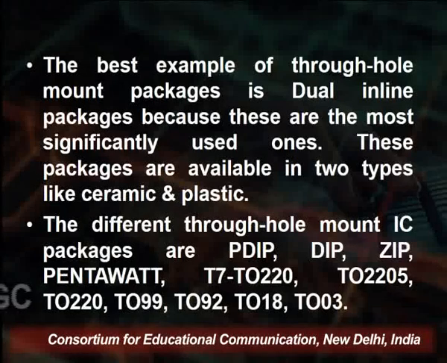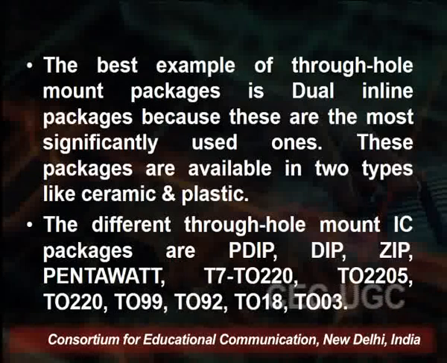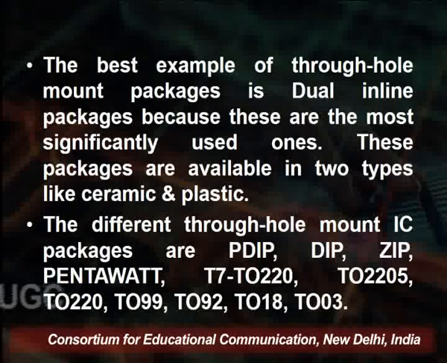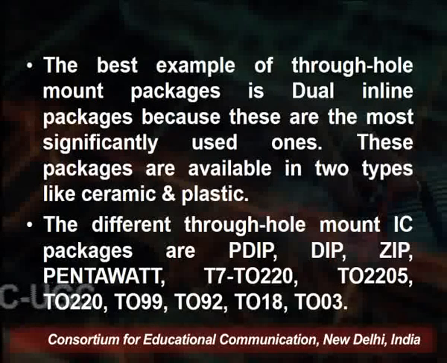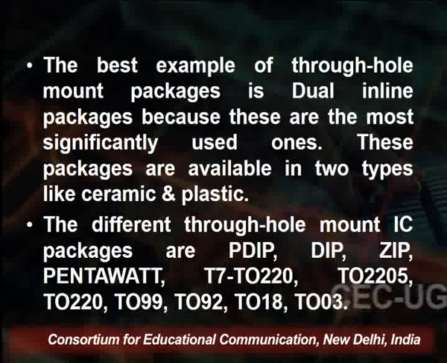The best example of the through hole mount packages are the dual inline packages, because these are the most significantly used ones, and these packages are available in two types, the ceramic and the plastic. The different types of IC mount packages are PDIP, DIP, ZIP, and so on. These are basically the through hole mounted packaging.